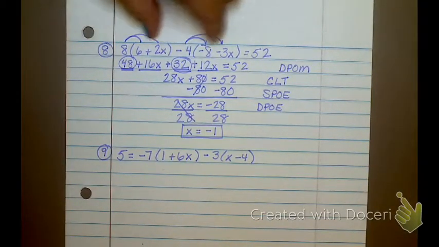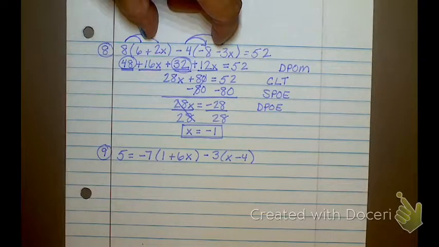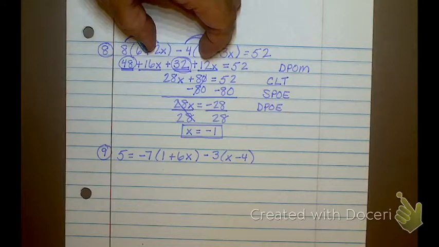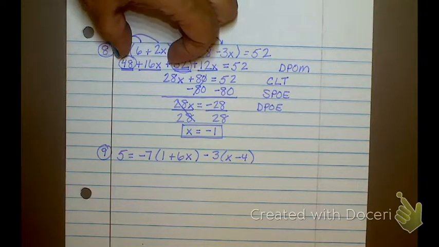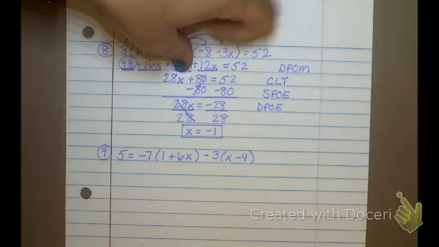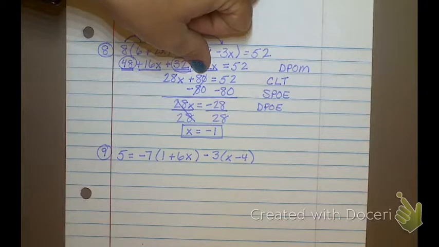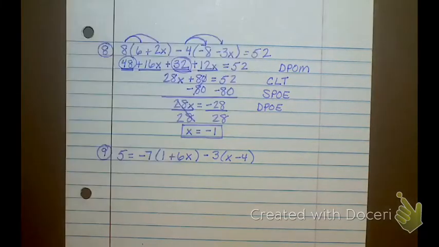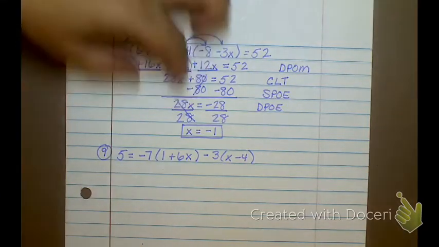Did you use distributive property for both of these first? Yes. Okay. Then did you combine like terms? Yes. Did you combine your x's and your numbers in the same step, or did you do it in 2 different steps? That's fine. Okay. Did you still end up with 28x plus 80 equals 52 at some point? Then you're fine. Yeah, you can combine the like terms in 2 different steps. That's totally fine.